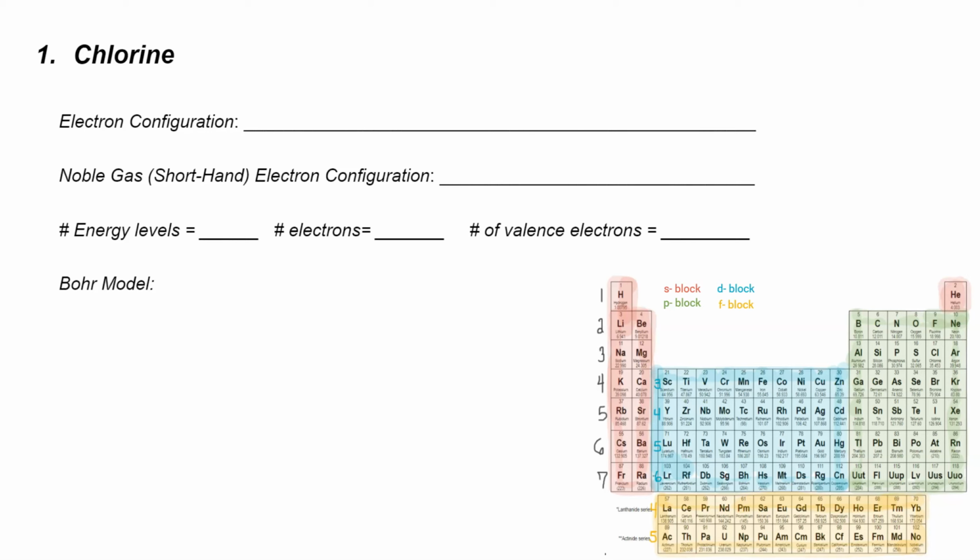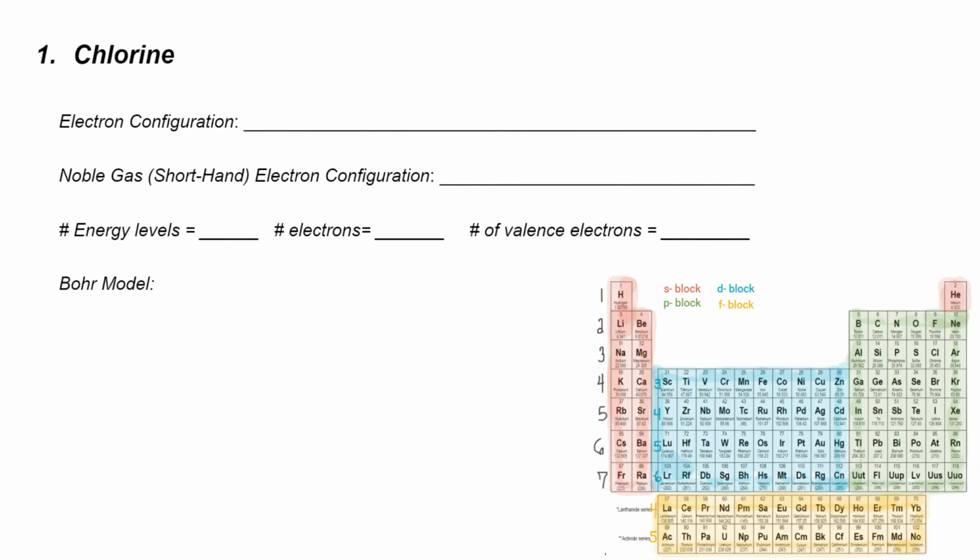In this video, we are going to look at the electron configuration practice sheet. On this sheet, we are working to write the electron configuration, the noble gas or shorthand electron configuration, and then to determine the number of energy levels, number of total electrons, and number of valence electrons for the element. And then finally, we will draw the Bohr model.